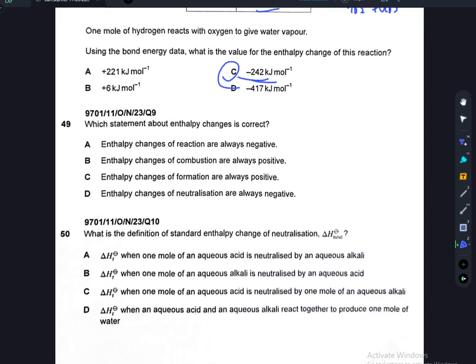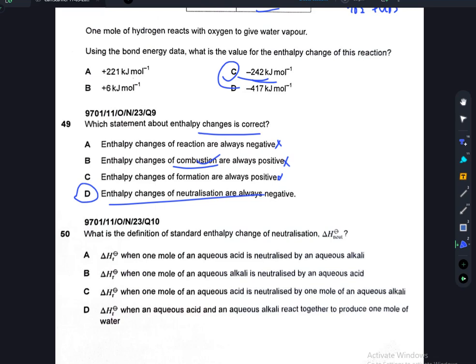49. Which statement about enthalpy changes is correct? Enthalpy change of reaction are always negative. You cannot give a hypothesis of this. Not for this. Enthalpy change of combustion are always negative. Formation, again you are unsure, but for enthalpy change of neutralization, in A levels P1, in AS you are sure enthalpy changes of neutralization are always negative.